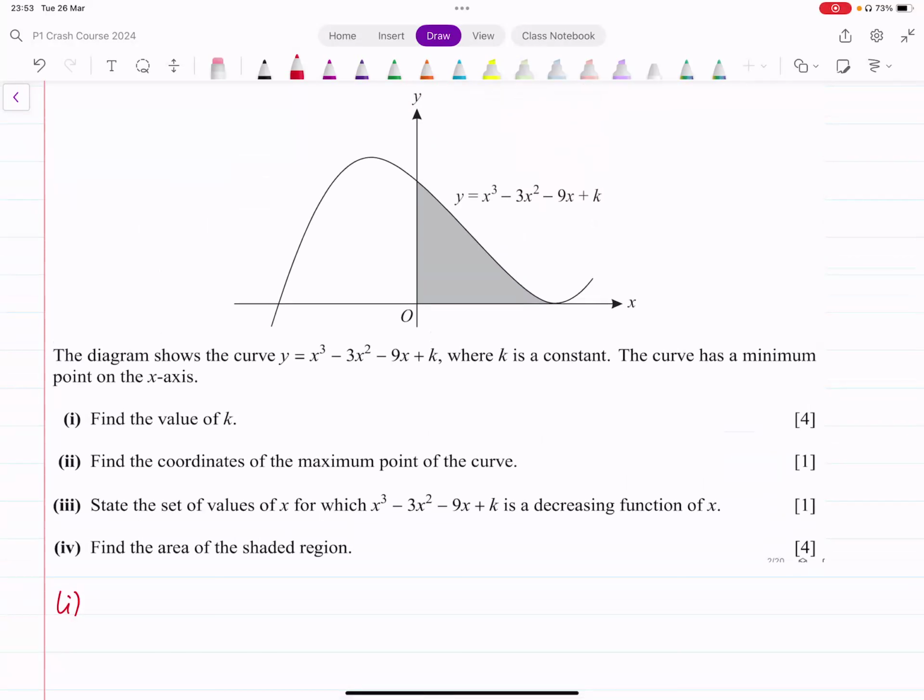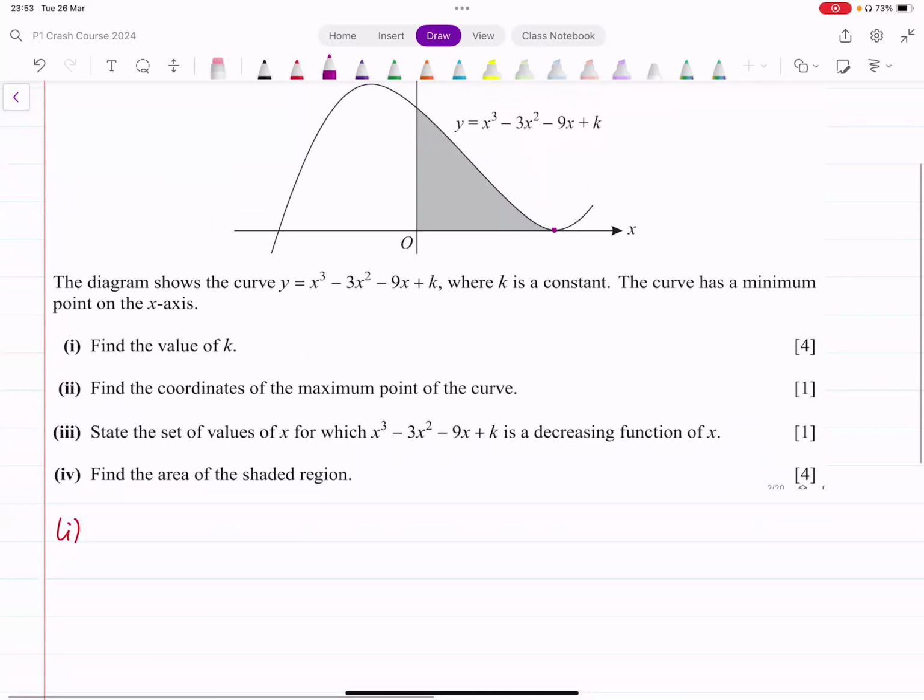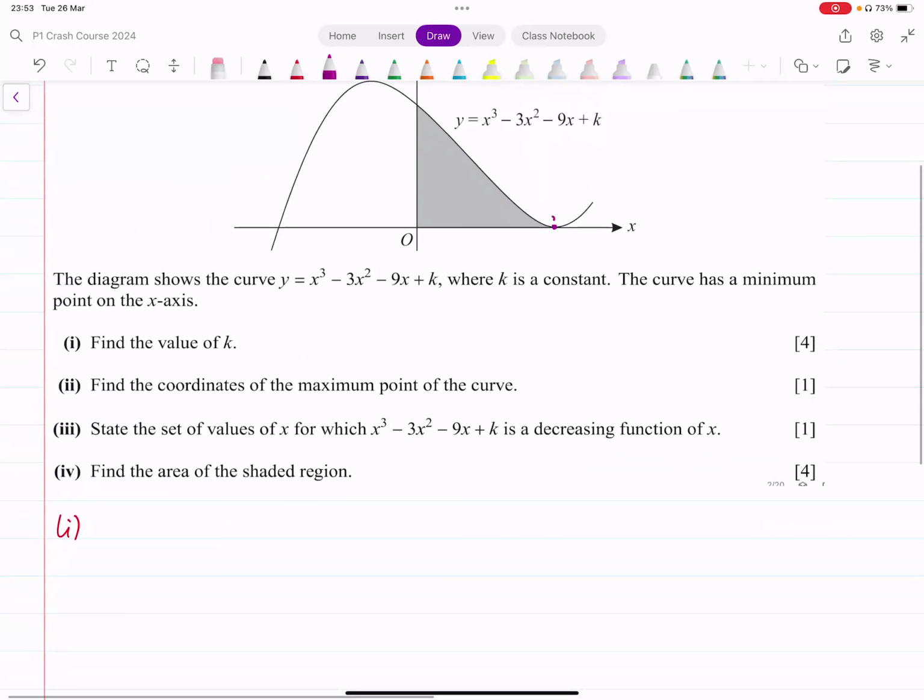Okay. Now the diagram shows the curve y equals this, where k is a constant. The curve has a minimum point on the x-axis. This is a minimum point. It says find the value of k. Now, how do you find the value of k? It's a minimum point.